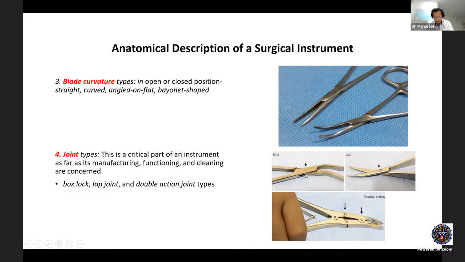This is a box joint. And this type of joint where one blade is overlapping the other is the lap joint. In the box joint, one blade is going inside the other blade. That's a box kind of interlocking. Like this. And you can have a double action joint for some specific bone rounders where you press it and this joint will go out and this joint will go in. These are double action types of joints.